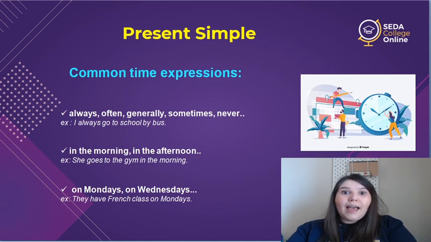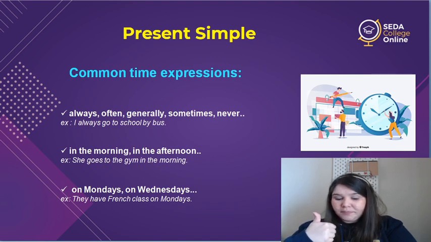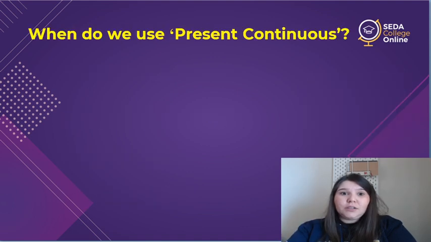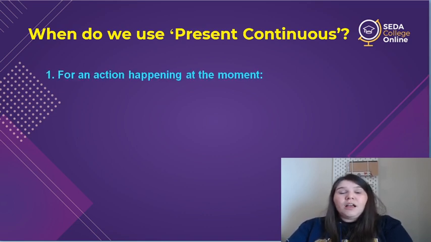So it's a habit, it's a repeated action. We use present simple. All good? Good. Now let's talk about the present continuous. So when do we use the present continuous? We use the present continuous for an action happening at the moment, something that's happening right now.